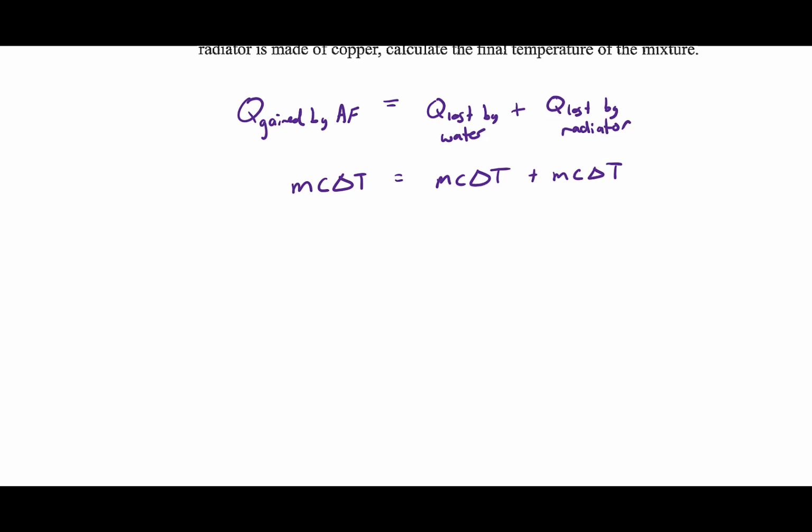Right, so now I've got the antifreeze, the water, and the radiator all represented there. I need to expand it further because I'm solving for TF. Now you could sort of work out delta T, I guess, but this is probably the easier way of doing it. I'm going to say MC, instead of delta T, I'm going to have TF take TI. Now in this case, the TF of the antifreeze is going to be larger than TI, so I know that's going to be a positive number.